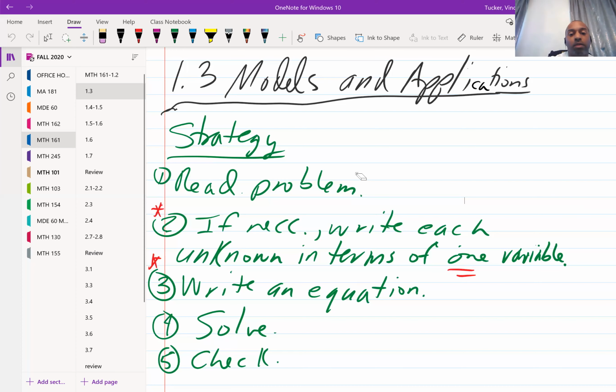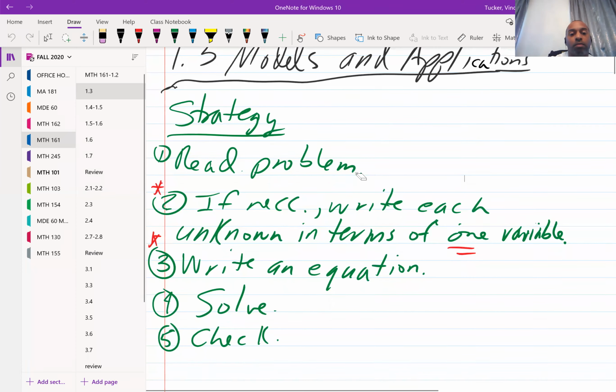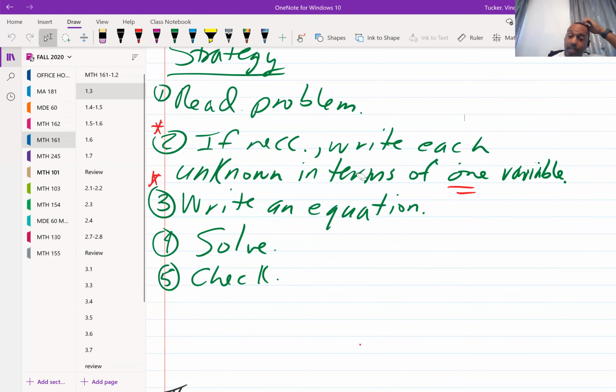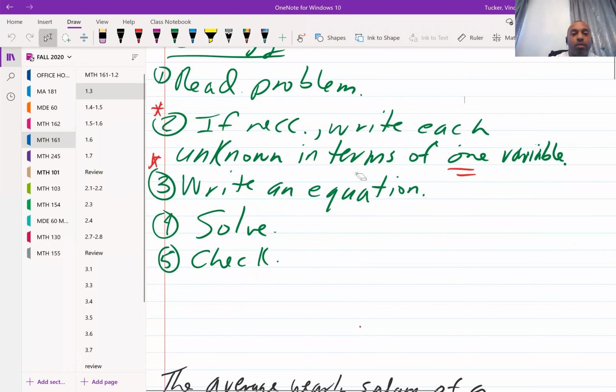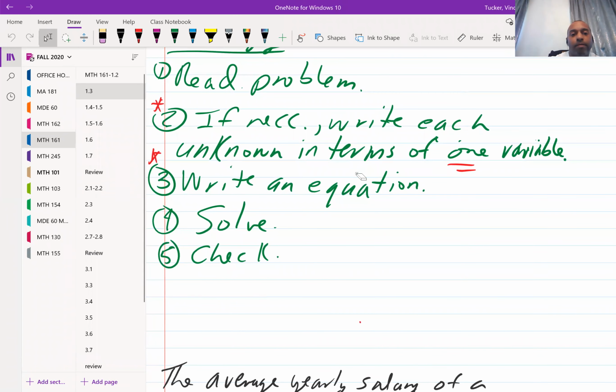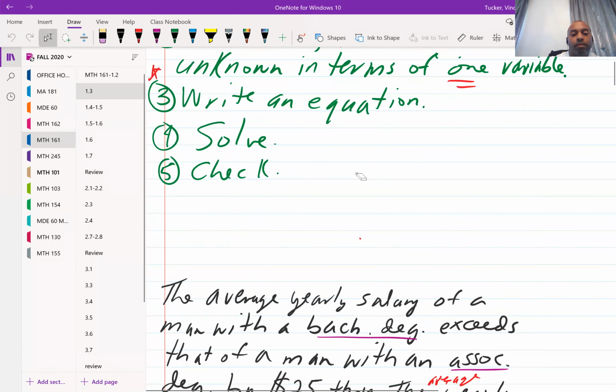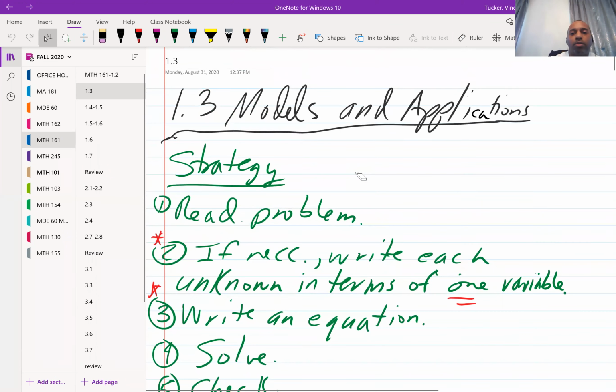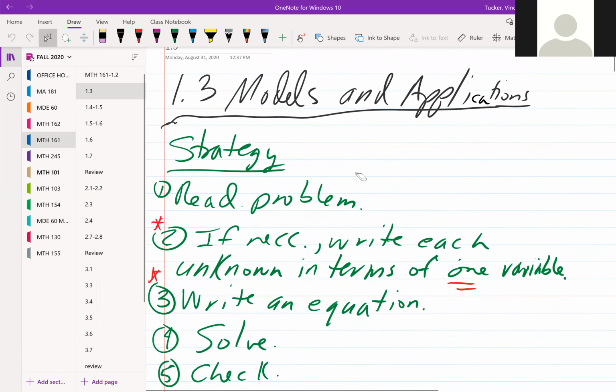All right. Can I scroll up? As I mentioned last class, if ever I scroll up and you're still copying, feel free to let me know, whether you unmute or just type it in the chat. What was this section called again? 1.3 is models and applications. Thank you.